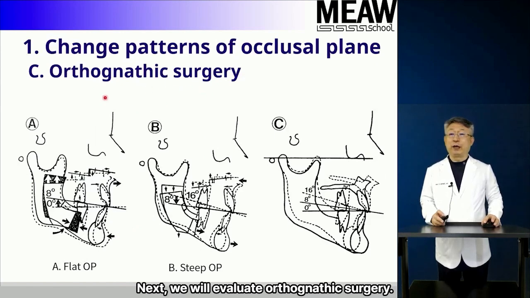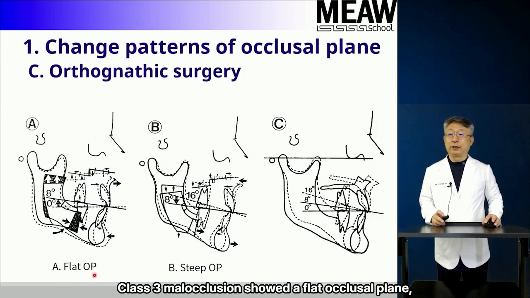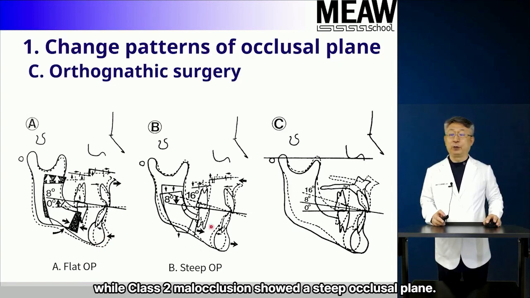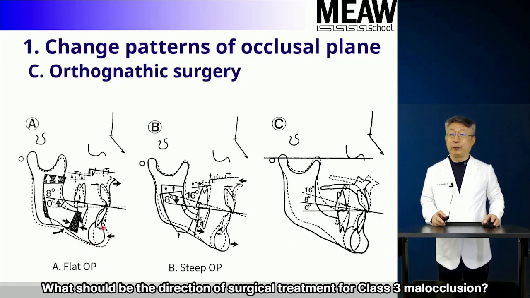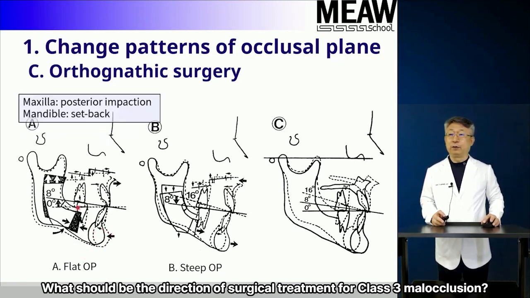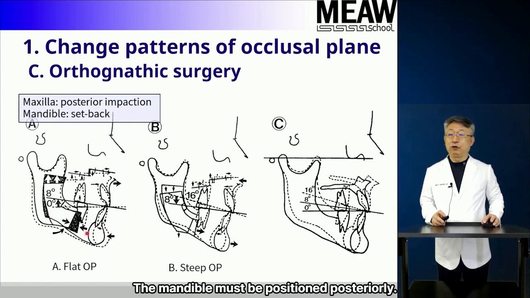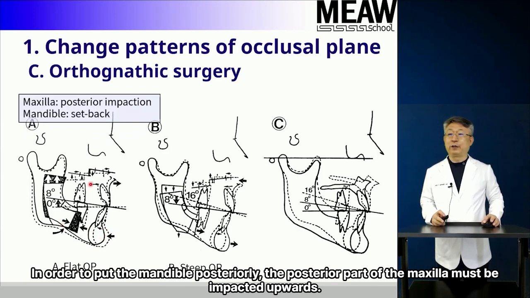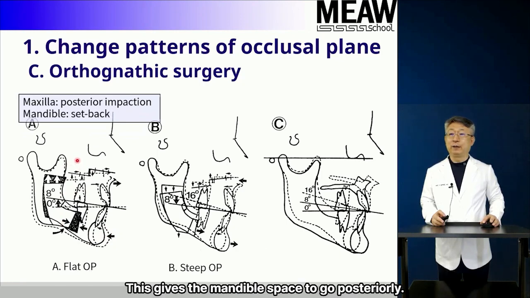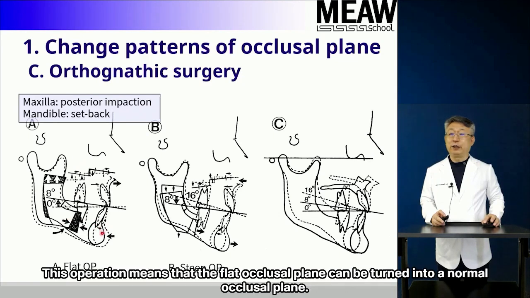Next, we will evaluate orthognathic surgery. Class 3 malocclusion showed a flat occlusal plane, while Class 2 malocclusion showed a steep occlusal plane. What should be the direction of surgical treatment for Class 3 malocclusion? The mandible must be positioned posteriorly. In order to put the mandible posteriorly, the posterior part of the maxilla must be impacted upwards. This gives the mandible space to go posteriorly. This operation means that the flat occlusal plane can be turned into a normal occlusal plane.